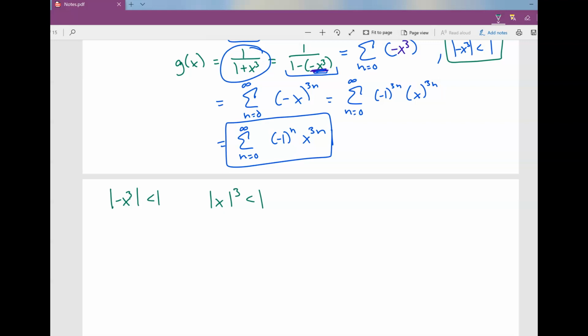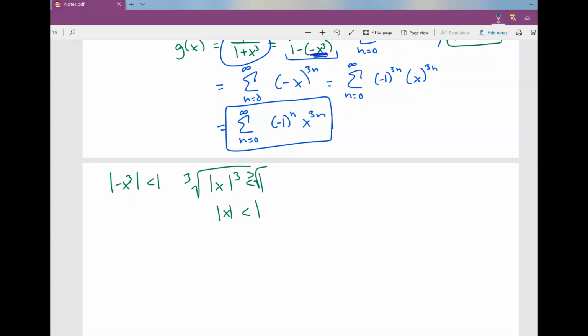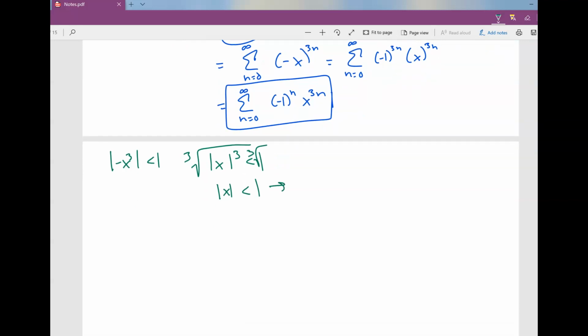I can take out the 3. Okay, then take a cubed root to both sides. So you're going to have the absolute value of x is less than 1. So that means that my interval of convergence is going to be x is between negative 1 and 1.